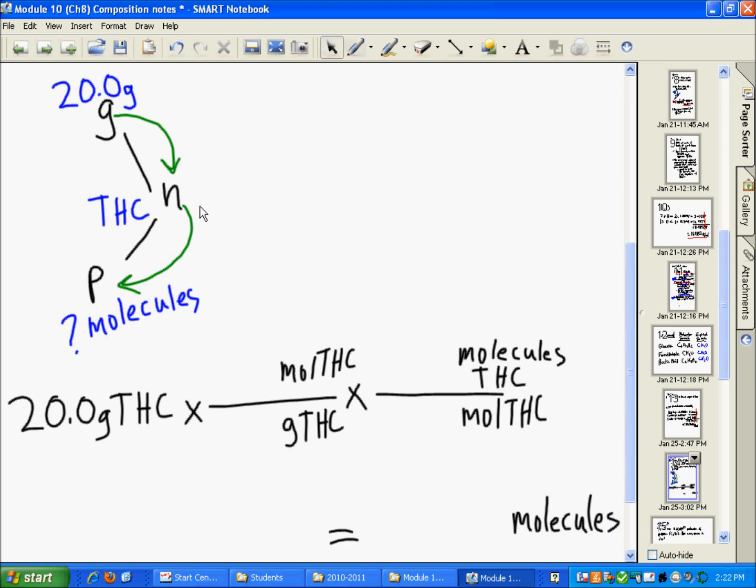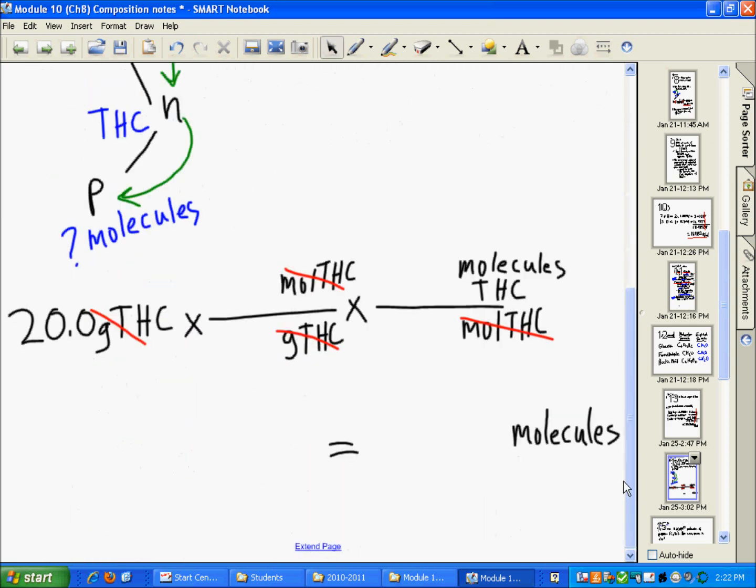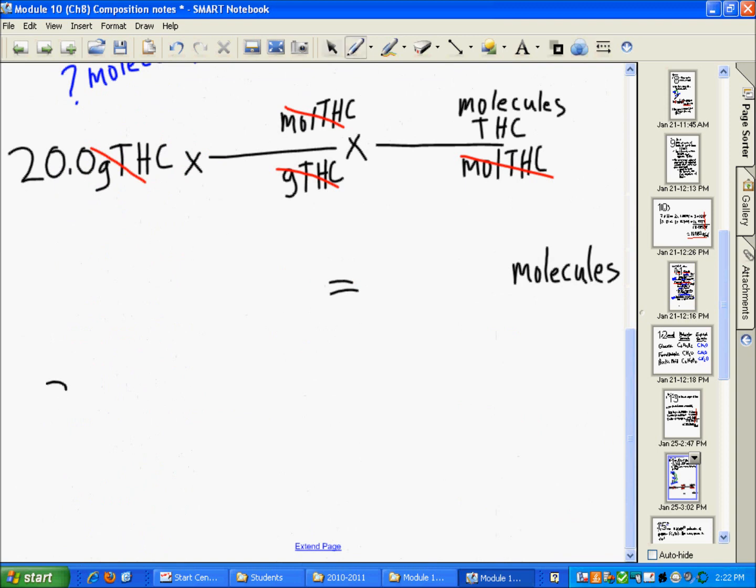Okay, just checking the units to make sure they're going to work. Grams cancel, moles cancel, and leave us with molecules. That's what we want. Now we need to put the numbers in. So how can we get grams per mole for THC? Atomic mass, but this is a molecule. So we're going to have to add the weight of 21 carbons, 30 hydrogens, and 2 oxygens together to get the grams per mole.